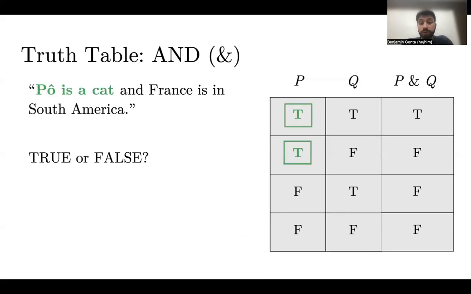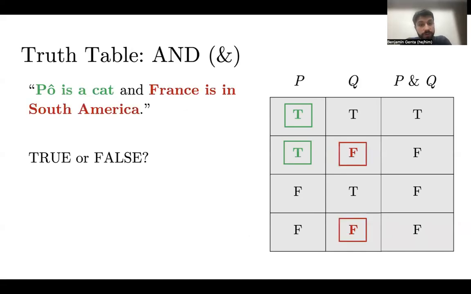We'll look at Beau is a cat, right? There's two possibilities here. And let's look at the second part, France is in South America. We know that's false, and there's two possibilities there. And so it's the second line that we're interested in, right? Where P is true and Q is false, because that's our sentence. And so P and Q we saw is false. And so the statement is false.